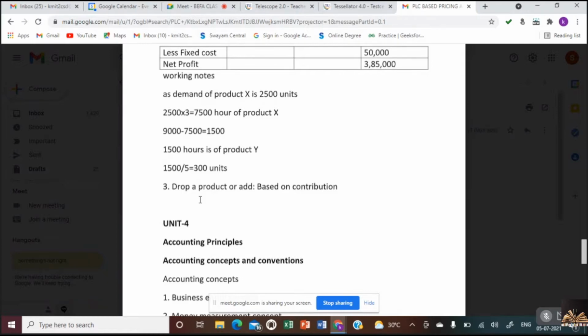If not, I'll proceed with drop or add a product line. If you have any doubts, let me know. If not, we'll go with the third point, drop or add a product line based on contribution.